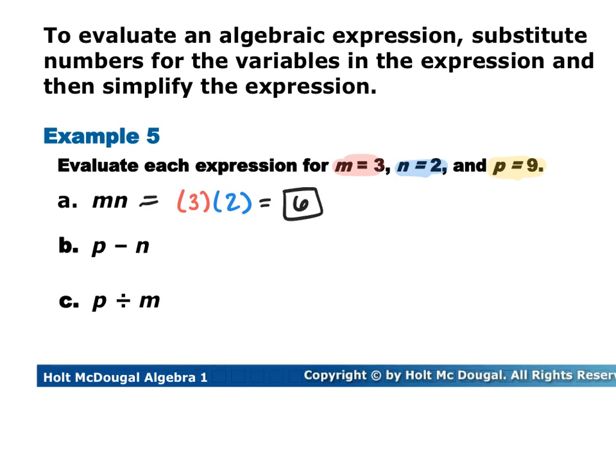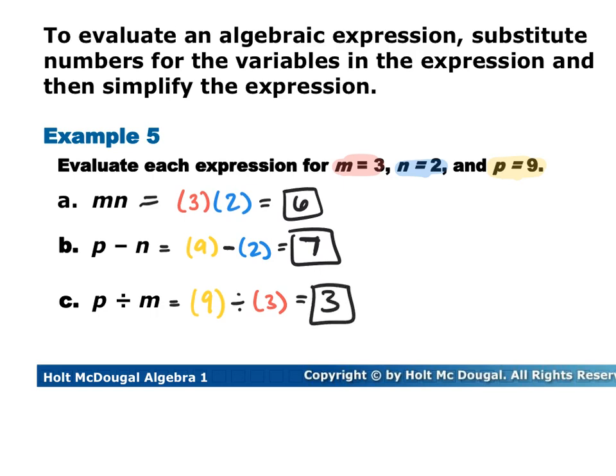All right. Then we're going to do the same thing for the next one. You have P minus N. Well, here P is 9 minus N, which is 2. Well, 9 minus 2 is 7. I heard somebody whisper it. That's awesome. We're making progress. And then the last one is P divided by M. Well, that would be 9 divided by M, which is 3. Well, 9 divided by 3 would be 3.